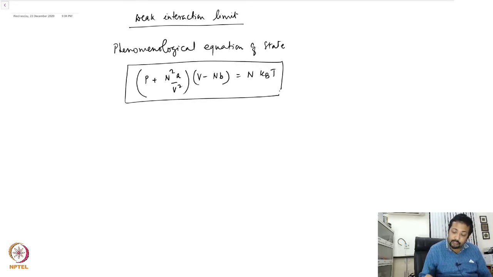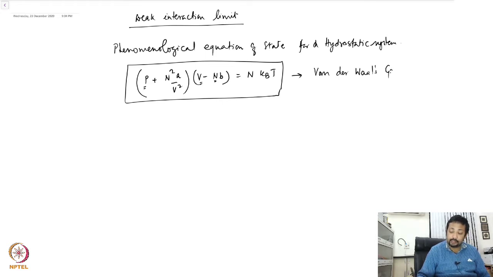If you have not encountered such an equation, this is for a hydrostatic system, which should be clear to you now because your thermodynamic variables are P, V and N, and this is called the van der Waals gas. But how does one arrive at such an equation? So what we want to start off with is the interaction.